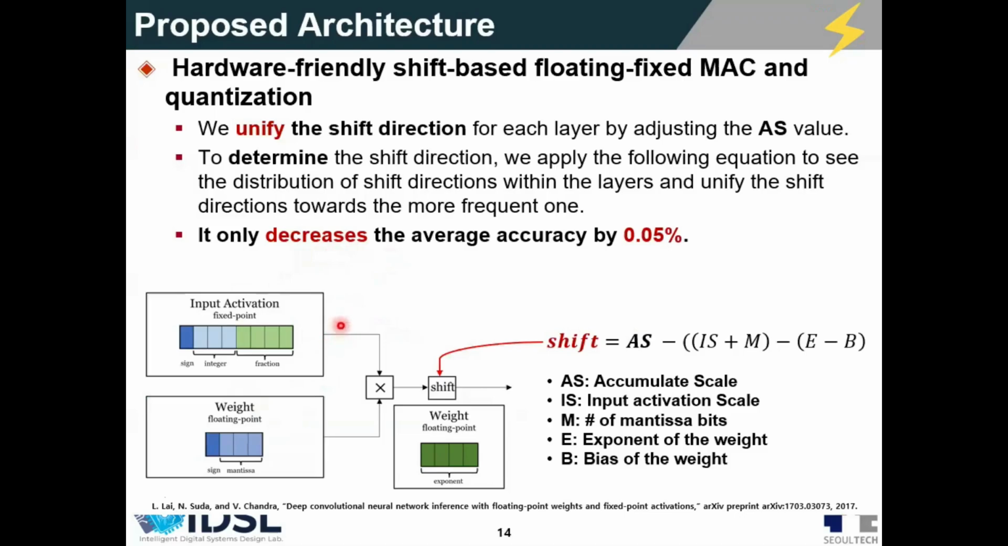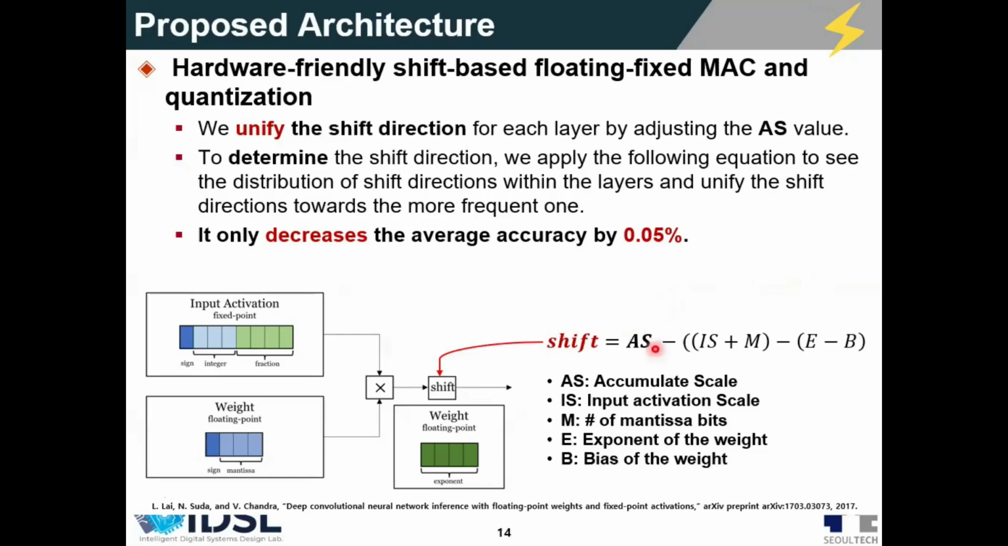So we multiply them, and all we need to do is shift it by the amount of the exponent value. By doing that, we can decrease a lot of hardware resources, and it also decreases the required latency. And as you can see, we proposed this equation. This equation is used to obtain the shift value. How many shifts do we have to make?